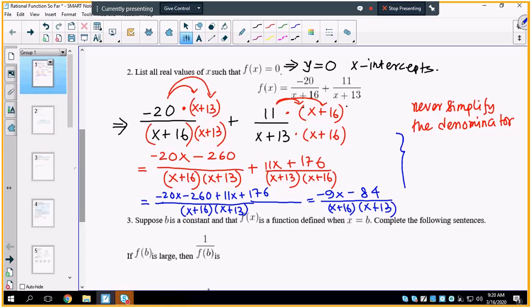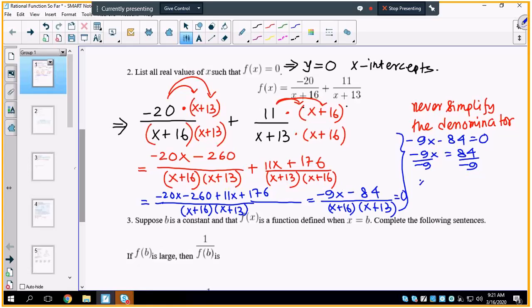What next? Again, I want you to remember when you say a fraction is equal to 0, because you're solving for f(x) equal to 0, I'm only concerned about the numerator. The numerator is now equal to 0. So I'm going to go ahead and say minus 9x minus 84 equal to 0, and then solve for this linear equation. So you add 84 on both sides, you get minus 9x equal to 84, and then you divide both sides by negative 9.